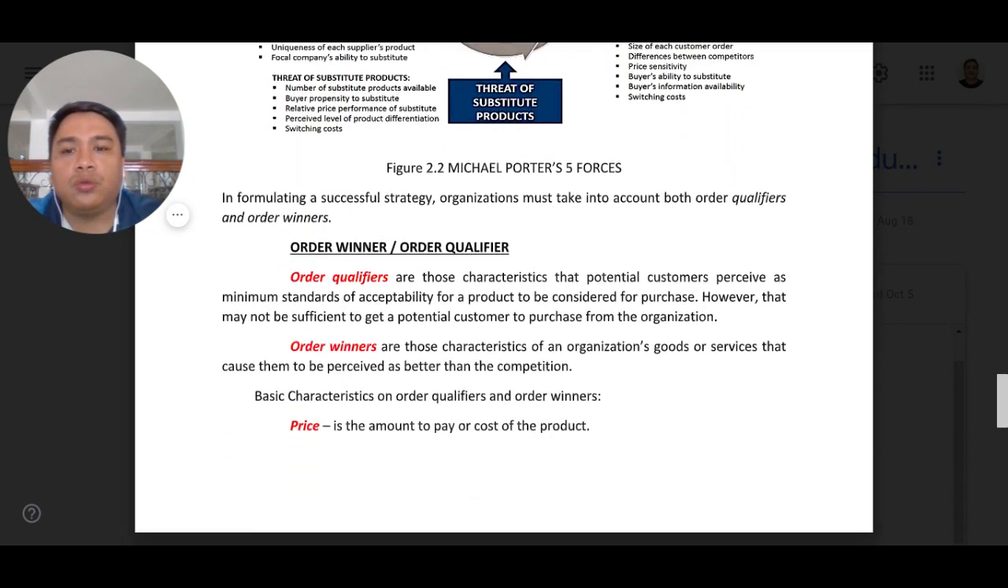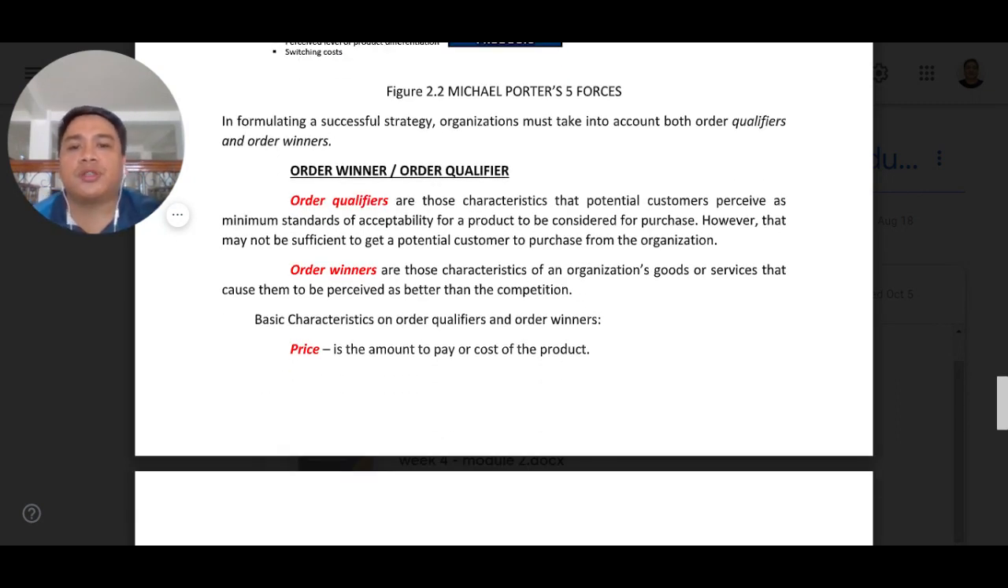Now, we go to order winner versus order qualifier. So, in formulating a successful strategy, organizations must take into account both order qualifiers and order winners. Yung order qualifiers are those characteristics that potential customers perceive as minimum standards of acceptability for a product to be considered for purchase. However, that may not be sufficient to get a potential customer to purchase from the organization. What sets the standards in terms of the product, yun yung tinatawag nating order qualifiers.